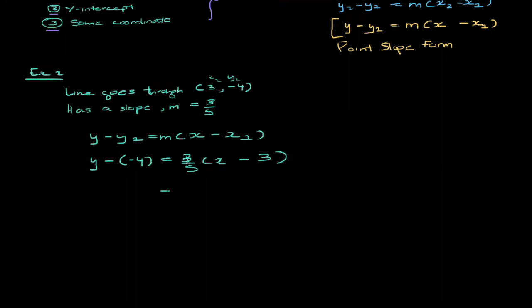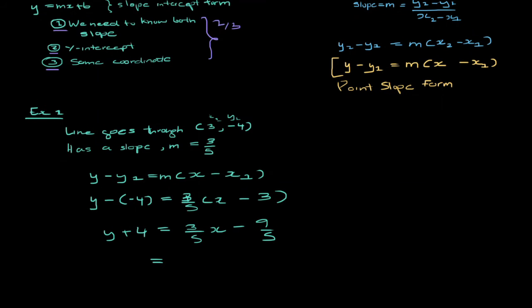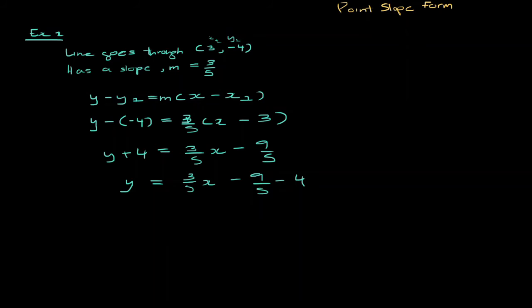Let's simplify this down. You get y plus 4 is equal to 3 over 5 x minus 9 over 5. And now we just solve for y and put it into the slope-intercept form. When you move this over, what do you get? You get y is equal to 3 over 5 x minus 9 over 5 minus 4. And you can simplify this further, and this would give you the mx plus b form. Just to highlight, this is m, and the sum of this is b, and so you get the y equals mx plus b form.